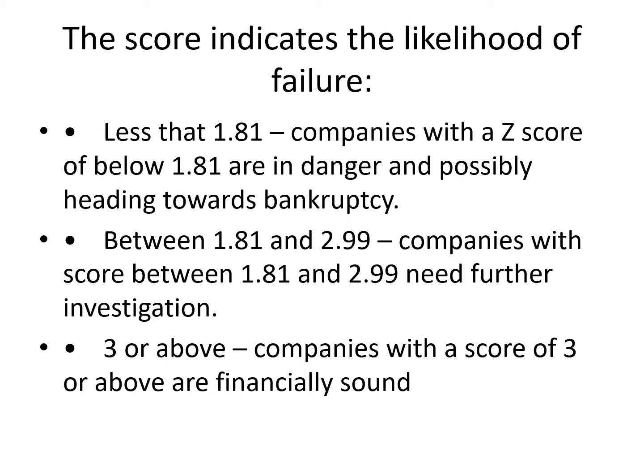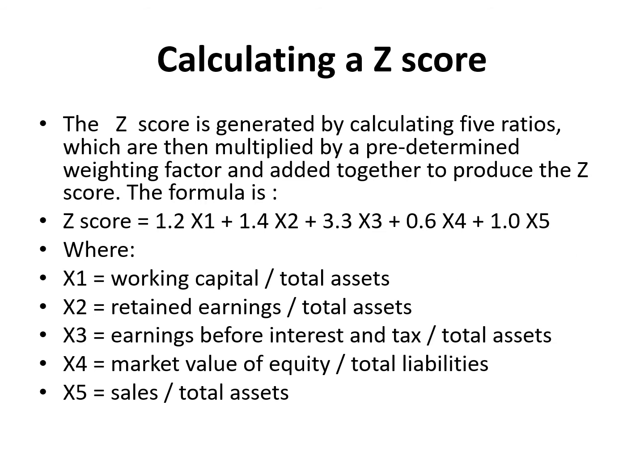So what about the practical example and how to solve it? Let's take an example. The Z score is generated by calculating 5 ratios. So I need to calculate 5 ratios to predict the failure of this corporation. What about the Z score equation? Z score equals 1.2x1 plus 1.4x2 plus 3.3x3 plus 0.6x4 plus x5 directly.